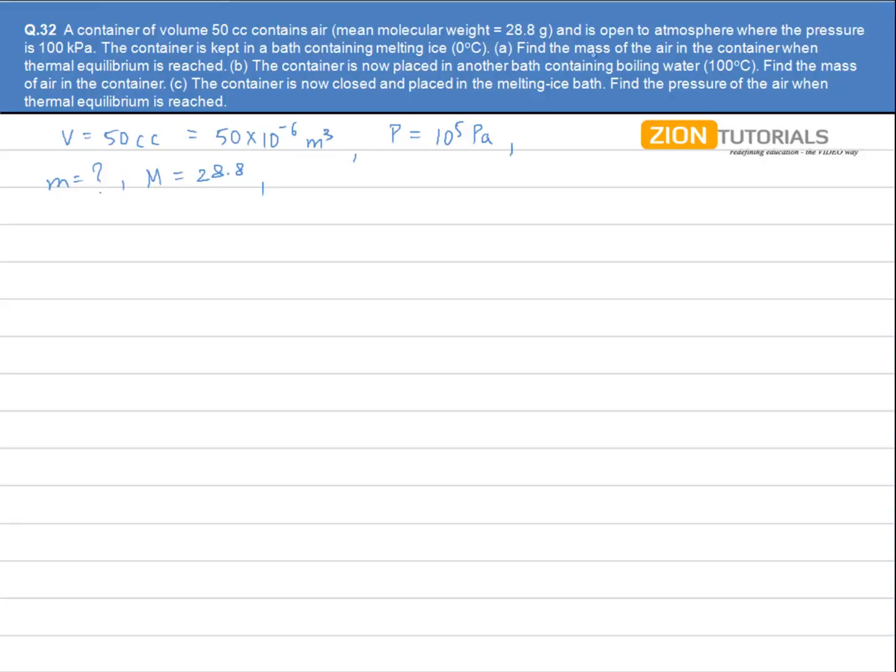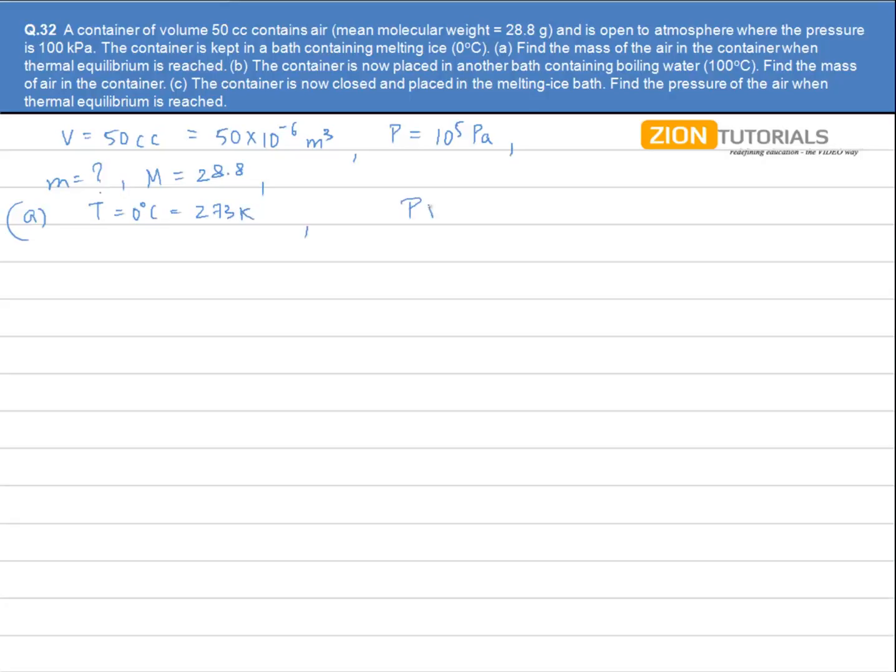Now if I talk about the A part: find the mass of the air in the container when the thermal equilibrium is reached. Thermal equilibrium is reached with the melting ice, 0 degrees Celsius. That means temperature is 0 degrees Celsius or 273 Kelvin, right?